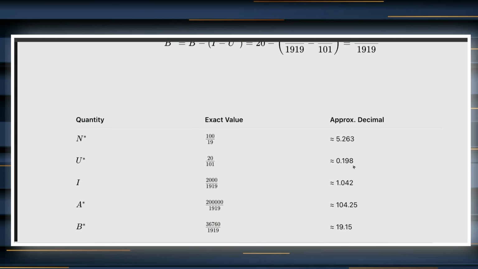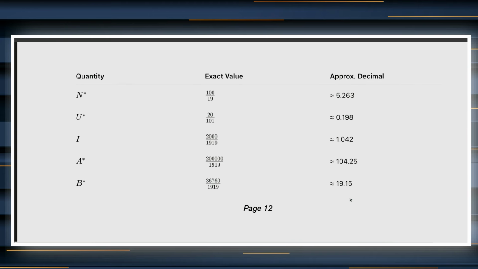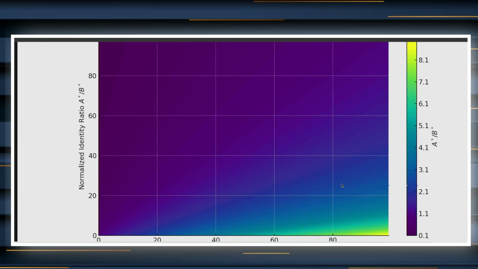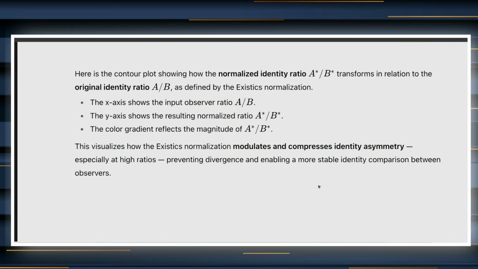And so basically, what you have here is at the point of Gavin and grandma being in proximity to one another, and grandma's 100, relative to her, Gavin is only 19.15 years old, so he's still got some time to catch up. But when Gavin becomes 20 and has the conversation with grandma, she's actually 104.25 off into the future. And then this is a nice gradient map to show the normalized identity ratios of A star over B star.